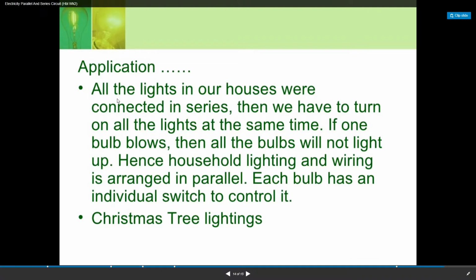Application. In a series, if all the lights in the house were connected in a series, then we would have to turn on all the lights at the same time. If one bulb blows, then all the other bulbs in the house would not light up. Hence, household lighting and wiring is arranged in a parallel. Each bulb has an individual switch to control it.